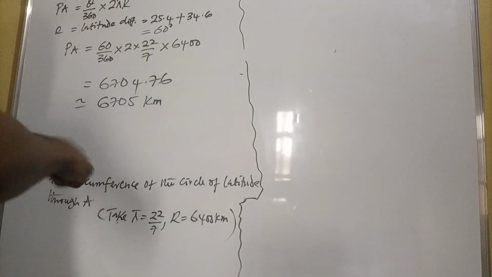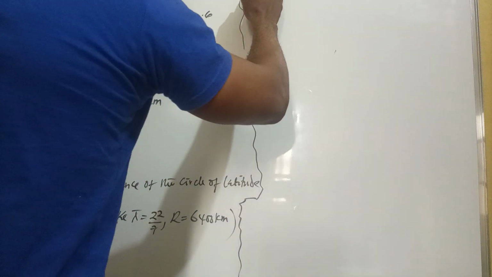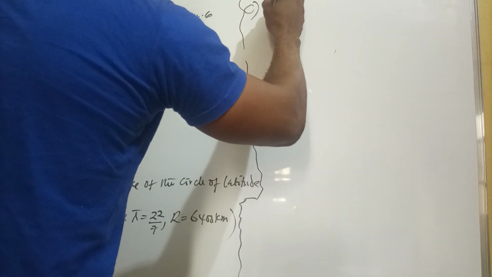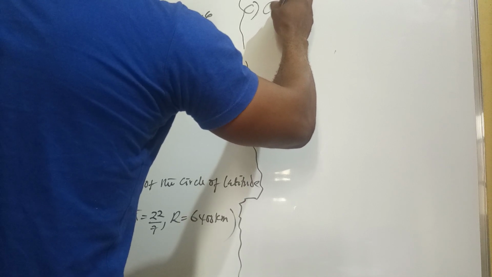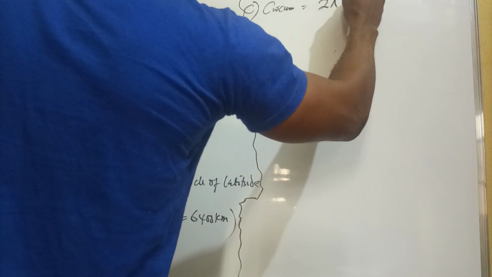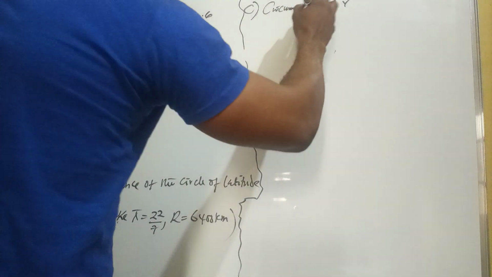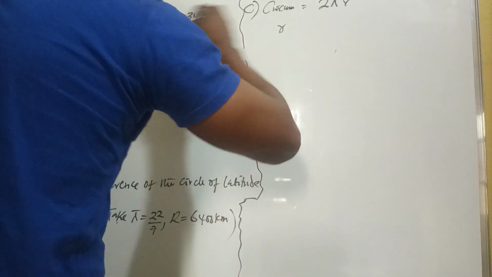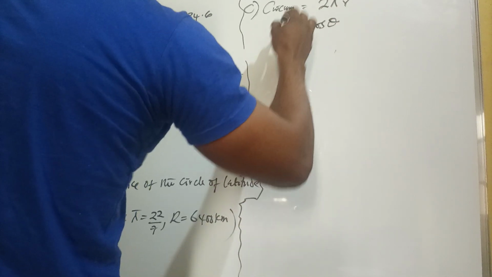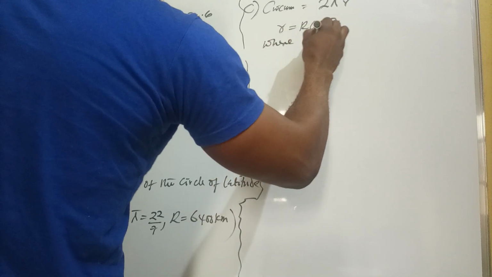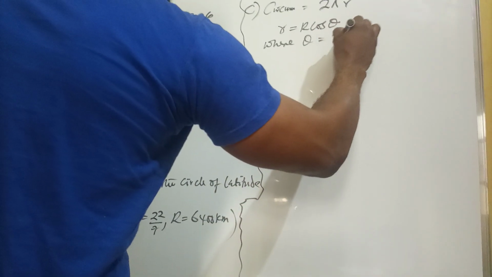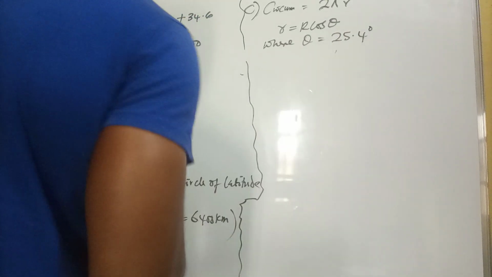So I'm going to solve the last question here, which is the circumference of the circle, and that is C. We know that the formula for the circumference of a circle is given as 2 pi r. Now in this case, since we are referring to the latitude there, our small r is equal to big R cos theta, where theta is the latitude, which is 25.4 degrees.